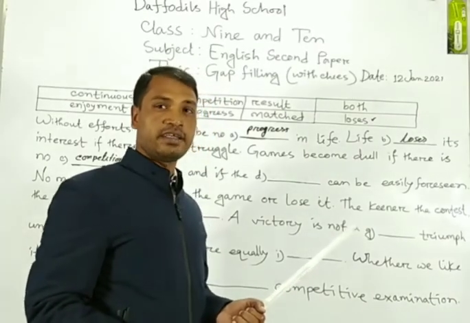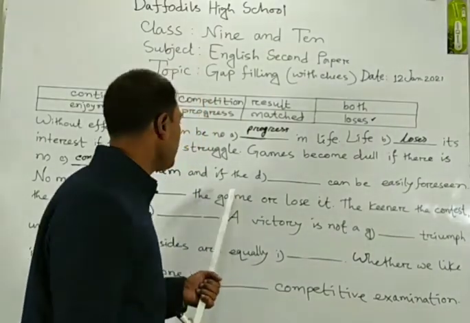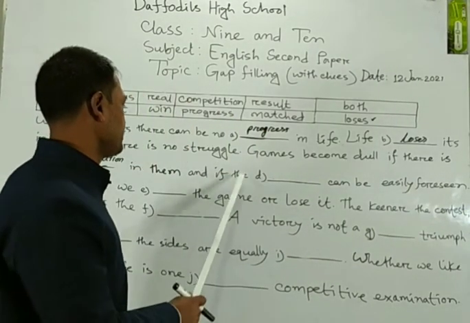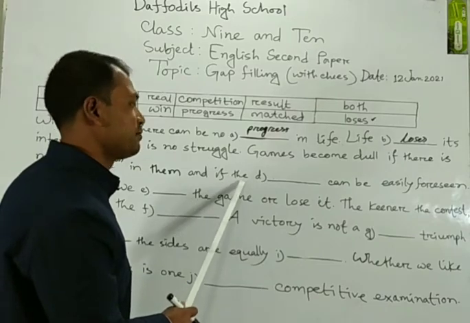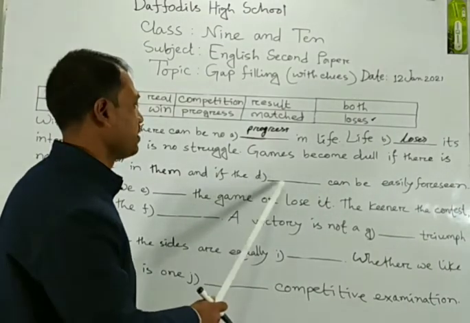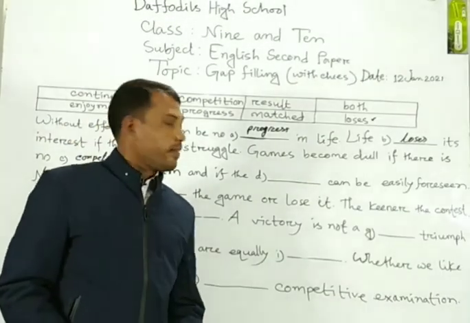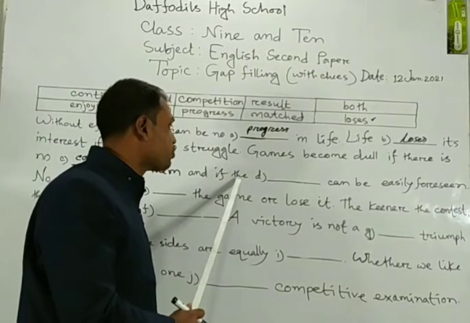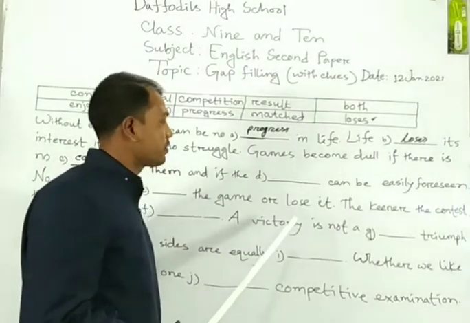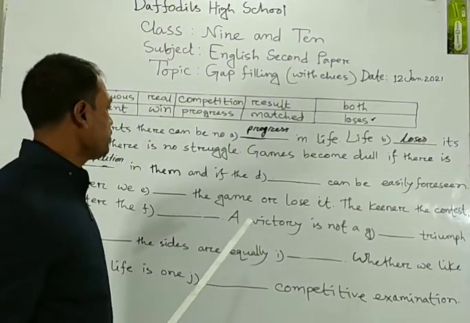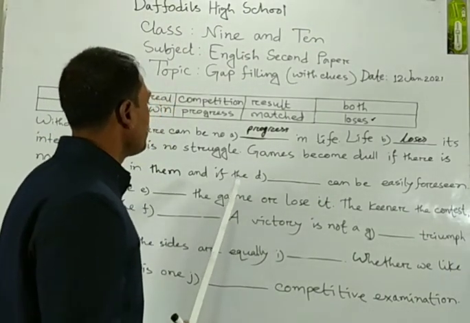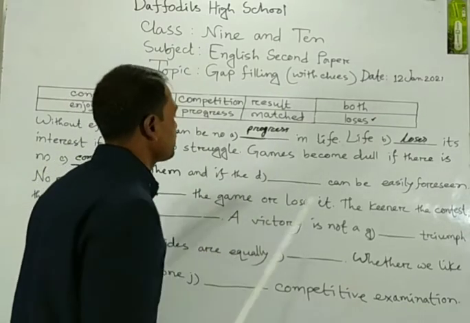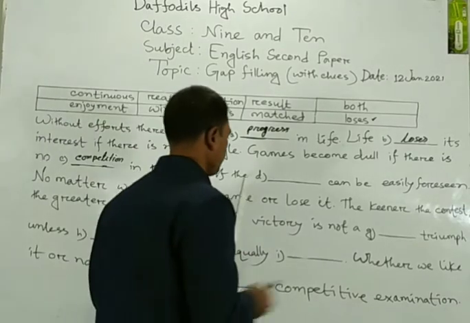This sentence has added another subordinate clause. And if the dash can be easily foreseen. Look at this structure. Here a determiner, the, has been used and after this determiner a gap has been given. According to the previous rule, this determiner will be followed by a noun, and this noun will be: if the dash be easily foreseen, if the result can be easily foreseen.